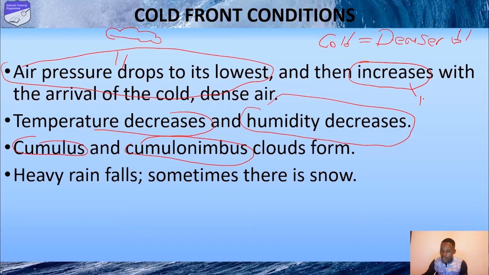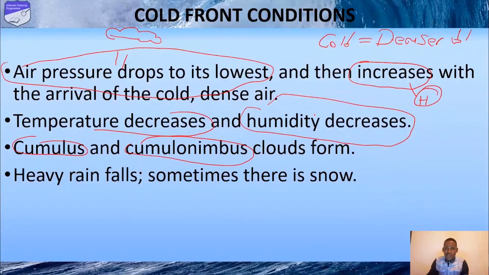Okay, so we said the air pressure increased. Now we've got a high pressure. At a high pressure, do we have rising air or subsiding air? Yes, I just told you we've got subsiding air. If our air is subsiding, that means we don't have evaporation. Therefore, humidity is going to decrease. We're not going to have any moisture within the atmosphere. Are we good? Good. Right.